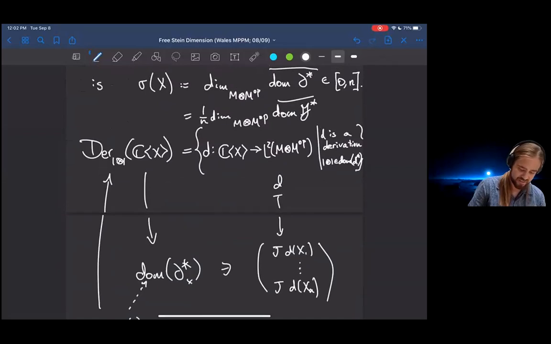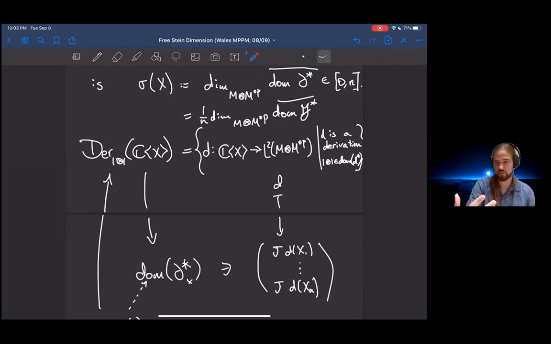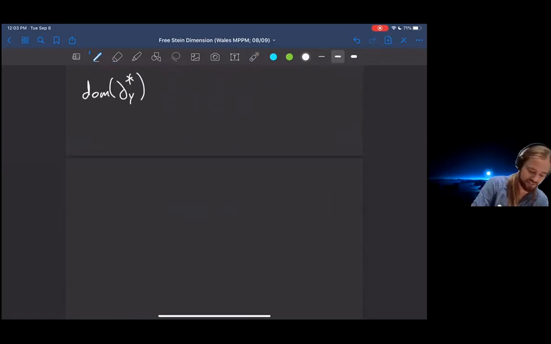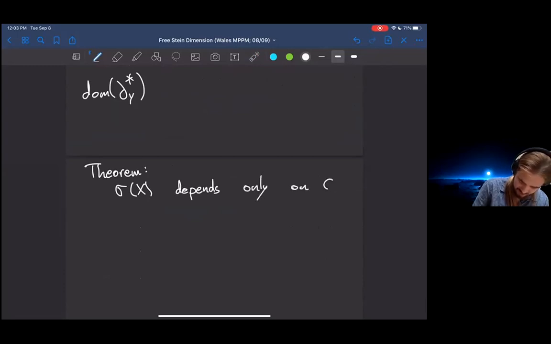It turns out that viewing this set of Der(1 tensor 1) is a very useful thing for us to work with because it has a lot of expressive power, I suppose. Another thing you can realize, let me record the theorem that I said out loud, which is that sigma of x depends only on the polynomial algebra generated by x. And so if you pick a different set of generators, you'll get the same Stein dimension.